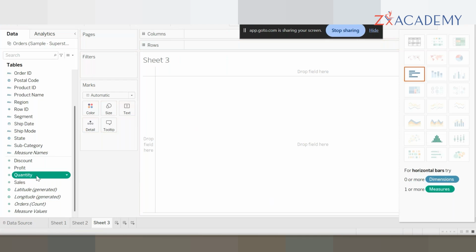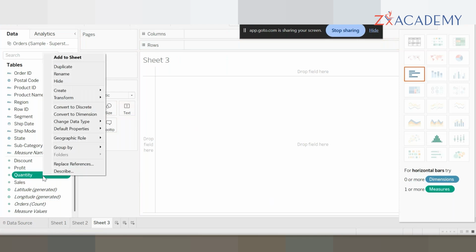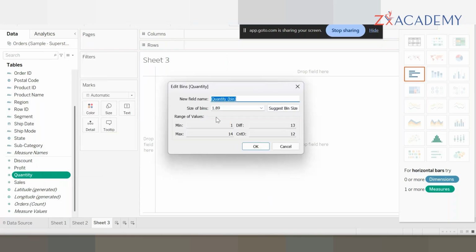How do we do that? Just right click on this quantity, and here we have something called Create. Under Create, we have something called Bin. Bin means creating smaller groups. So I selected the measurable value, clicked on Create, and then clicked on Bin. It asks to give a name for the bin. By default, it is named quantity bin. You can go with this name, or you can customize it. I don't want those brackets, I just want to say quantity bin.